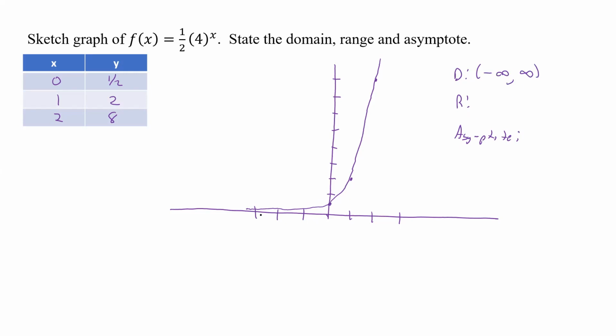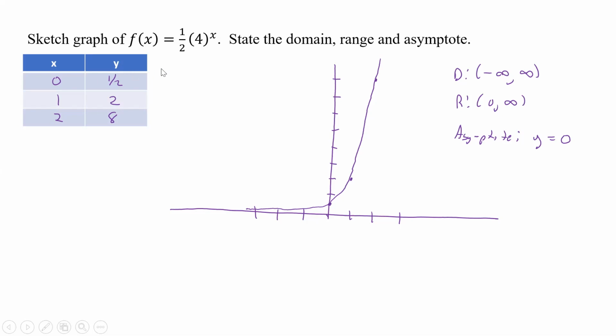Now, our range, well, this one we didn't do any shifts up or down, and so it's going to still be 0 to positive infinity. It's never going to touch that, so it can't have a bracket there, but we can have a parenthesis. And that means our asymptote is y equals 0. Okay. So again, plotting 3 points, we got a fairly decent curve looking thing here. And that's what we want to get for that.